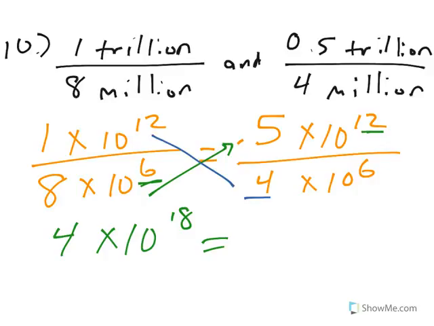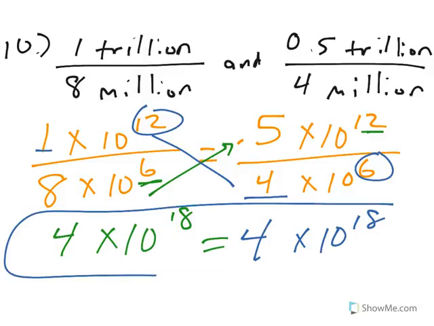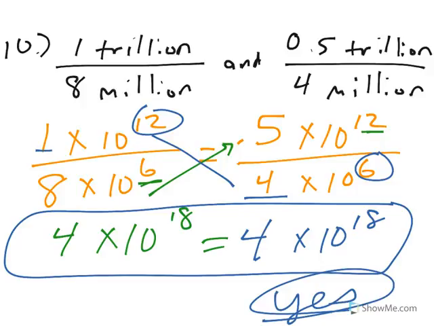Then I go the other direction. 4 times 1 is 4. 6 plus 12 is 18. And you will notice they are exactly the same. So yes, we have equivalent fractions.